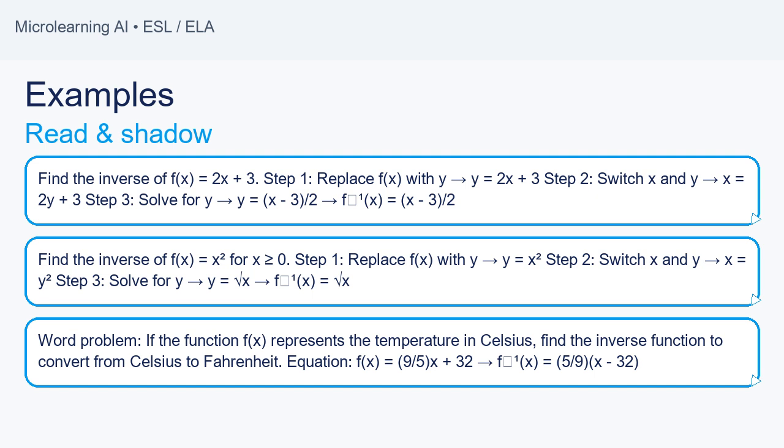Word problem. If the function f(x) represents the temperature in Celsius, find the inverse function to convert from Celsius to Fahrenheit. Equation: f(x) is equal to 9/5 x plus 32, so f⁻¹(x) equals 5/9 times (x minus 32).